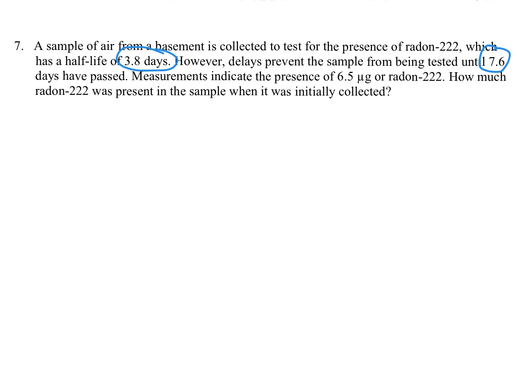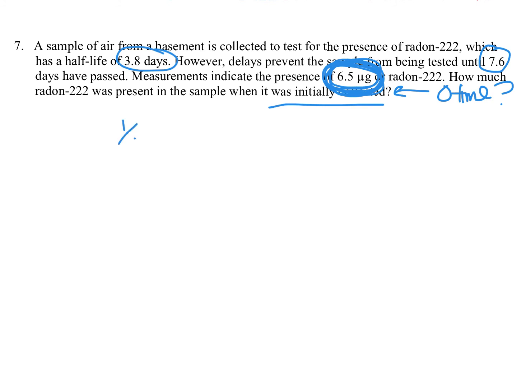All right, so this radon was sitting around for 7.6 days. The measurements indicate that we have 6.5 micrograms. All right, by the way, that fancy symbol there, mu, is actually a microgram. So we're talking about very, very small amounts here, but don't let that intimidate you. All right, focus on the 6.5. So how much radon was present when it was first collected? So we know that after 7.6 days, 6.5 micrograms remains. We want to know originally at 0 half-lives, right? At 0 time, the beginning time, how much was actually left.